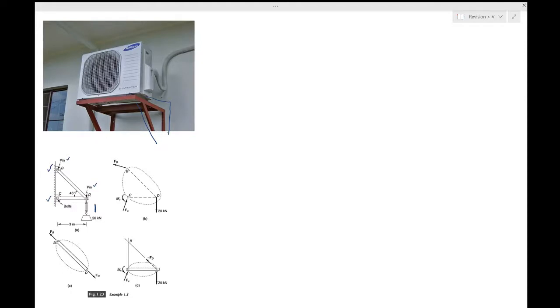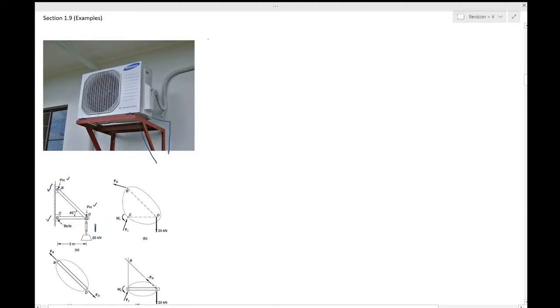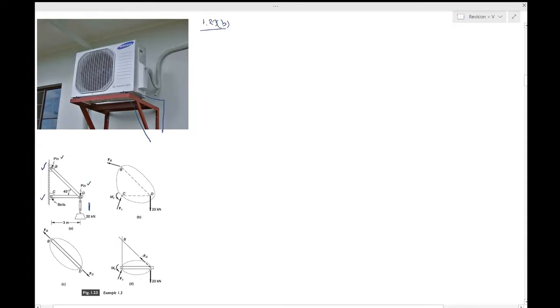First thing is that you want to make a first attack on this particular problem and see how it goes. So if you look at figure 1.23b, it shows you an isolated free body diagram of the frame.